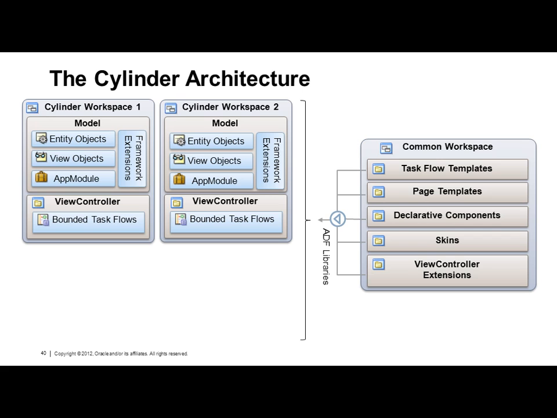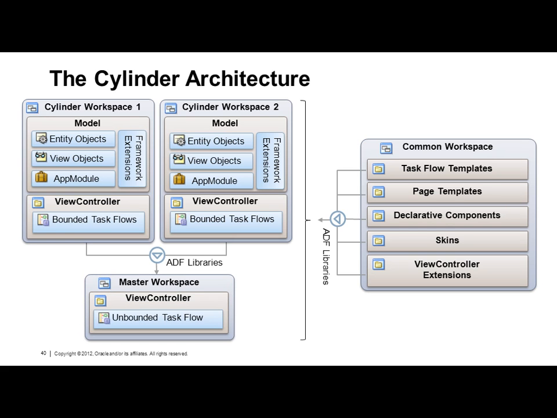Now, returning to the concept of the cylinder architecture, you'll notice in each cylinder, we just basically say bounded task flows here. You can have as many bounded task flows as you want, but the idea is that the bounded task flows here are aligned to one cylinder or one business function or functional area. In the end, you still present one master workspace with one unbounded task flow and one deployment artifact.